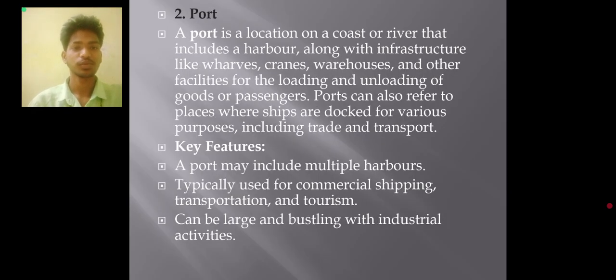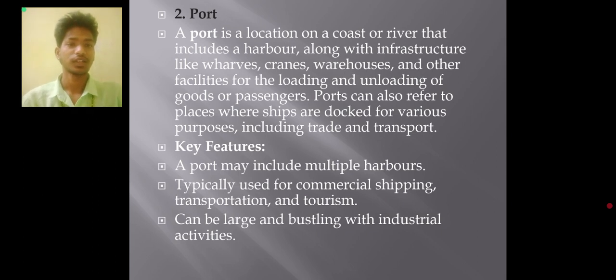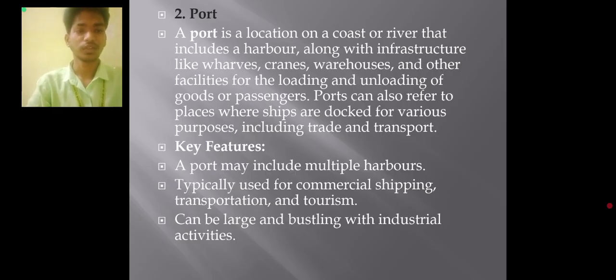The second one is port. A port is a location on a coast or a river that includes a harbor. That means a port, which contains a harbor, along with infrastructure like wharves, cranes, warehouses, and facilities for loading and unloading of goods or passengers. Ports can also refer to places where ships are docked for various purposes, including trade and transport.